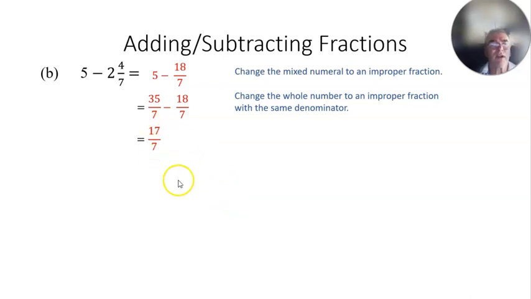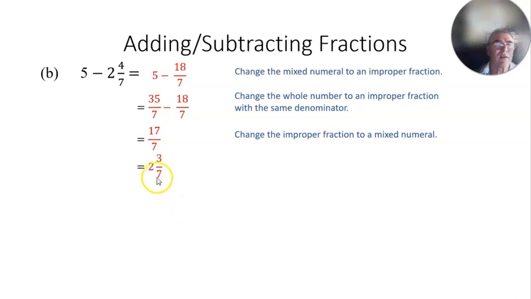We've got an improper fraction there, so don't forget to simplify that to a mixed numeral. 7 into 17 goes twice, and we have 3 left over, so we've got 2 and 3 sevenths.